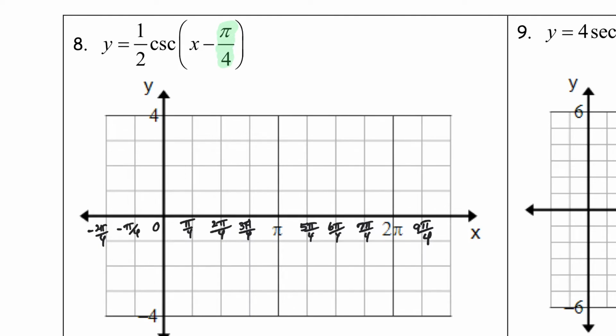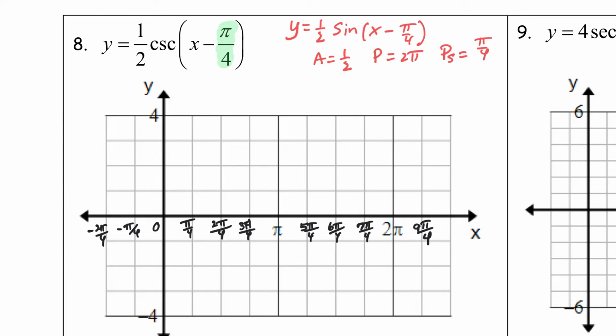So remember, we're going to have to graph y equals 1/2 sine of x minus pi over 4. So we know that the amplitude is 1/2. We know that the period is 2 pi. And we know that the phase shift is a negative. You would think it'd shift to the left, but it's going to shift to the right, pi over 4.